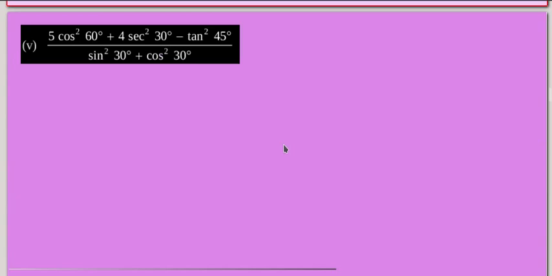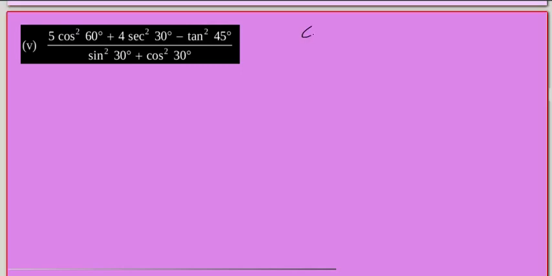5 cos square 60 plus 4 secant square 30 minus tan square 45, divided by sin square 30 plus cos square 30. So first let me list all the values here. First we will get cos 60. Cos 60 is 1 by 2. That means cos square 60 is 1 by 2 the whole square. We are taking square on both sides.